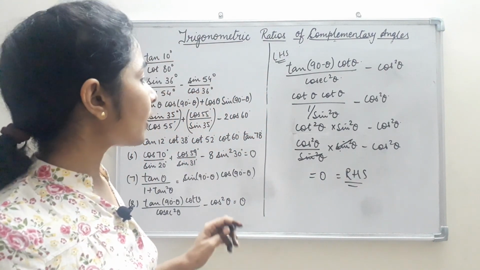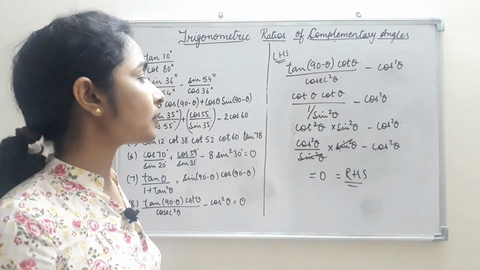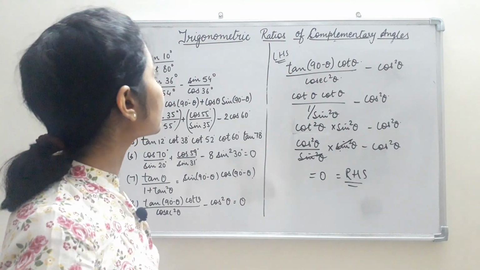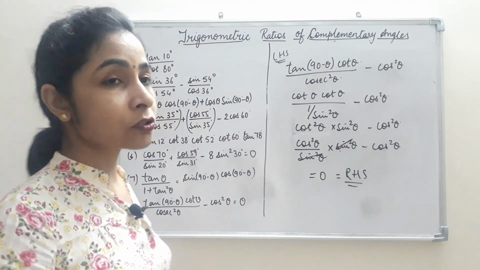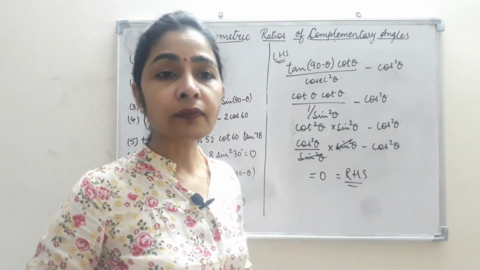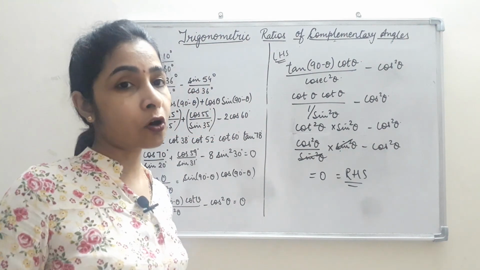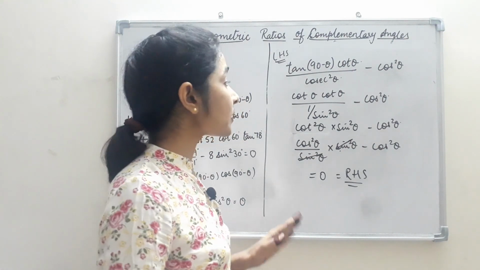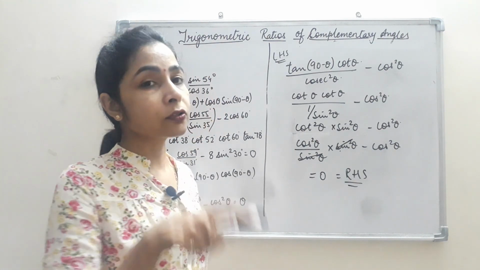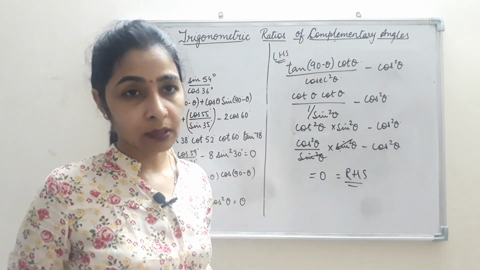So none of the identities we have used here except one, that tan 90 minus theta is equal to cot theta. These were few questions related to trigonometric ratios of complementary angles. We will come further with another video related to it, in which we are supposed to find out the value of theta. In some of the questions we are given the conditions, we are given the equations, and we are supposed to find out the value of theta. So in the next video we will come up with those type of questions.